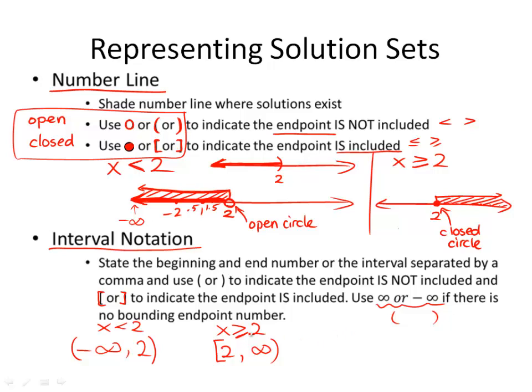Now, if you have something in between two parts, so let's say we wanted to go in between 2 and 3, so all the points between 2 and 3, not including the 2 and not including the 3, interval notation would be all the way from 2 to 3, with 2 being included, square bracket, and 3 being not included.